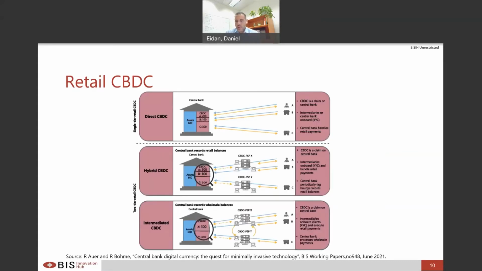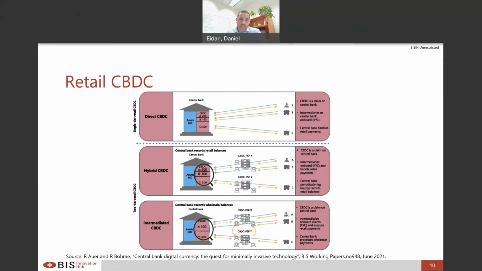There are three main models that we're looking at for retail CBDC. Reading from top to bottom, the first one is called direct CBDC, then you have a notion of hybrid CBDC, and then a notion of intermediated CBDC. The two distinctions that we make here are what the liability represents and what the operational relationship between the entities represents. On the left side of each of these diagrams, you have the central bank with its balance sheet, and on the right-hand side, you have a customer like you and I and a merchant.